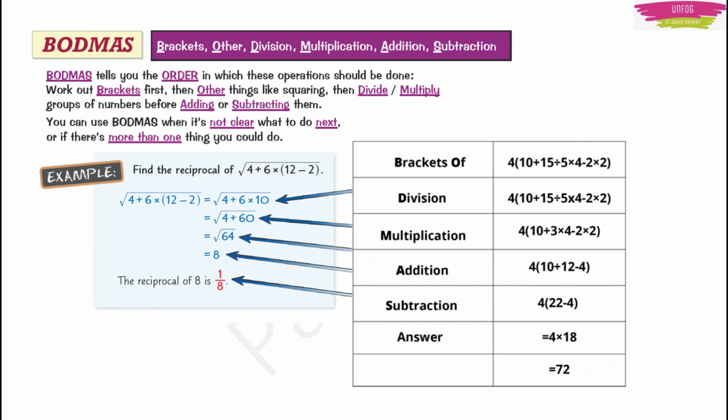Then next step, multiplication. Yes, it is there in 2 places. 3 4s are 12 and 2 2s are 4. Then you write it down. Again, next step will be addition. Then subtraction will come. Then you can remove the brackets and that will be your answer after you multiply. Okay. So this is how you can use BODMAS.